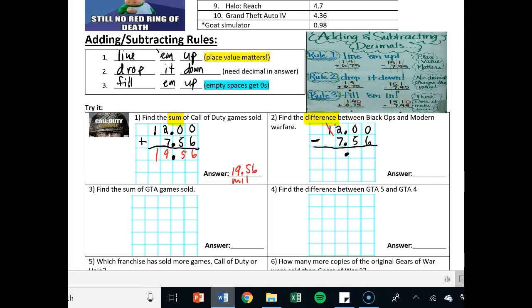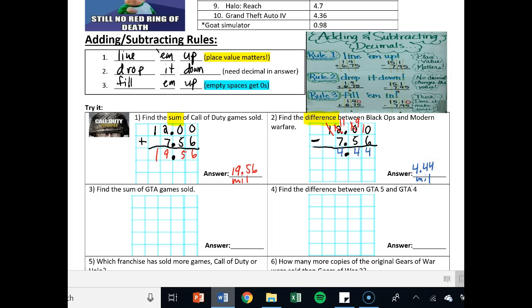So this becomes a 12, which we borrow and make it 11. This becomes 10, which we borrow 1, make it 9, and this becomes 10. So now we can go ahead and subtract. We're going to get 10 minus 6, 4, 9 minus 5, 4, 11 minus 7, 4. So the difference between Black Ops and Modern Warfare is about 4.44 million copies sold, right?